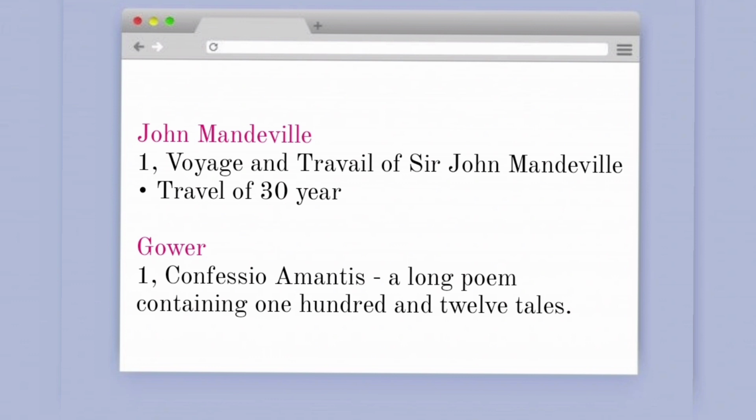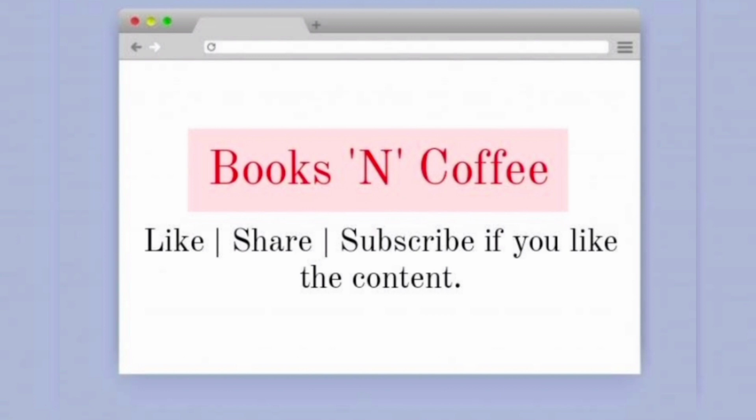Then we have Gower. He wrote in 3 languages: French, Latin, and English. His chief English work is Confessio Amantis. Confessio Amantis is a long poem containing 112 tales. So now we have discussed Chaucer, William Langland, Wycliffe, Mandeville, and Gower. These are the key figures and key important points that you need to remember regarding the age of Chaucer. Thank you.